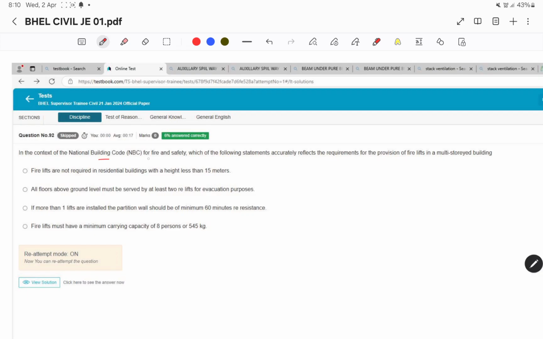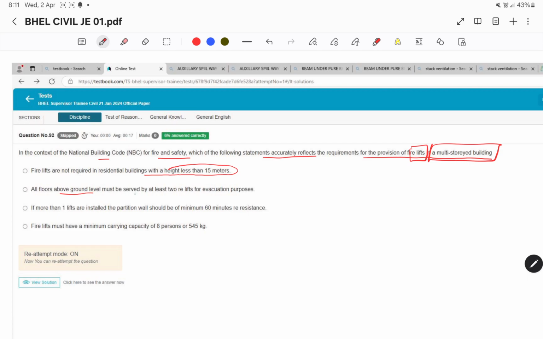In context of the National Building Code, fire safety, which of the following statements reflect the requirement of the provision of fire lifts in a multi-storey building? Fire lifts are not required in residential buildings with a height of less than 15 meters.